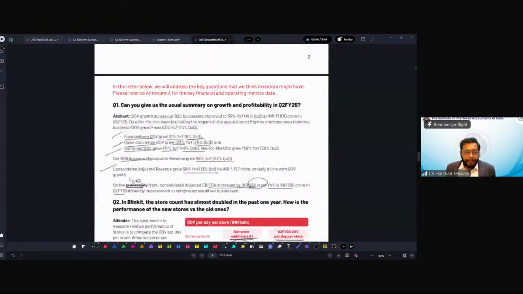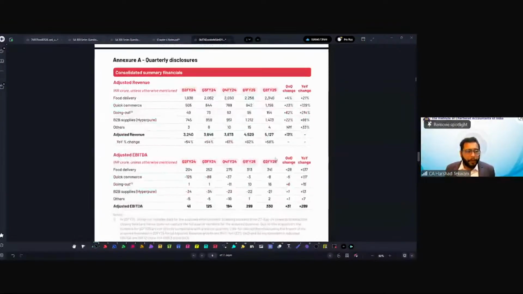Plus revenue is increasing. If I show you quickly, this is the consolidated revenue summary. You have different segment-wise revenue. This is the revenue of 2340 in food delivery, quick commerce, and so on. From there I can clearly identify that food delivery, B2B supplies, and quick commerce are the major portion of the company. These are the areas where there is major revenue, so I need to pay more attention to that.